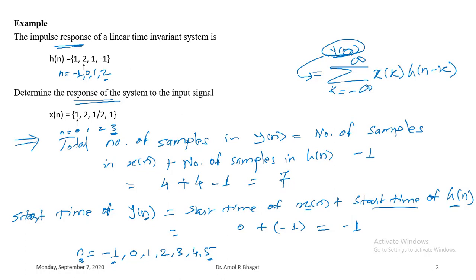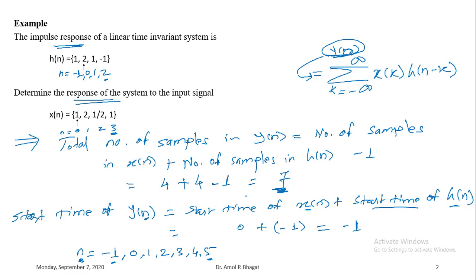So total 7 samples will be there. If we count these values, 1, 2, 3, 4, 5, 6, 7. Okay, so total 7 samples will be there, as also identified here. Your sample values will start at minus 1 and end at 5. So these will be the values of n for identifying y of n by using convolution summation.